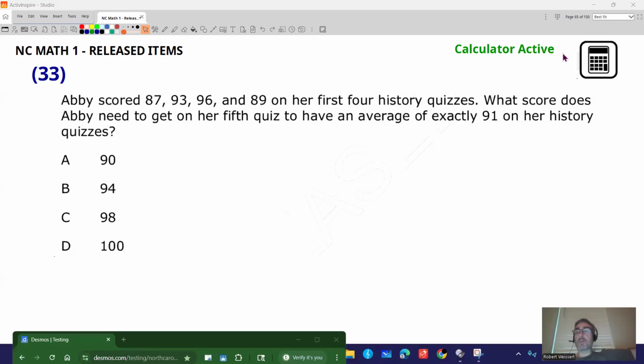NC Math 1 released items, question 33 from the calculator active section. Abby scored 87, 93, 96, and 89 on her first 4 history quizzes. What score does Abby need to get on her 5th quiz to have an average of exactly 91 on her history quizzes? And since this is calculator active, feel free to use Desmos or an equivalent calculator to play around and get some averages.